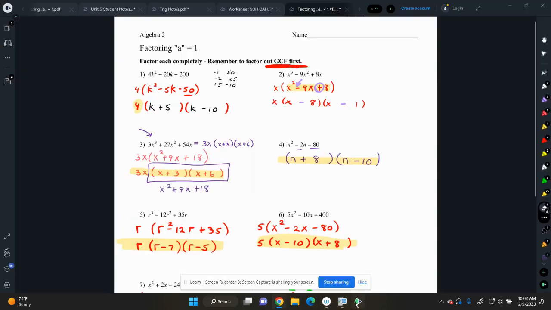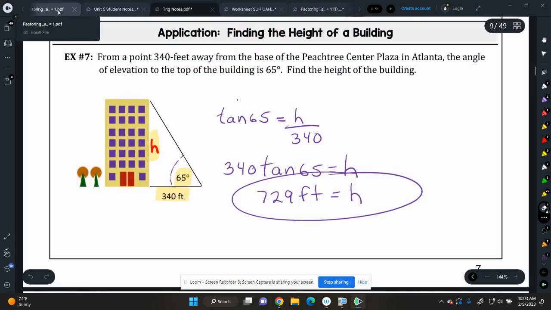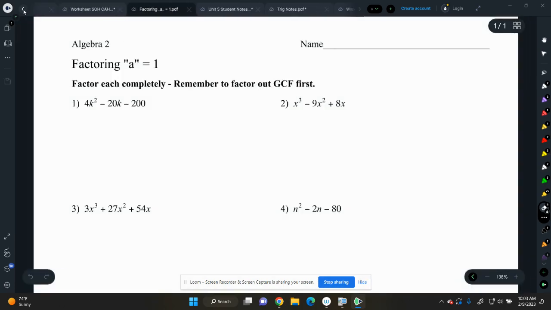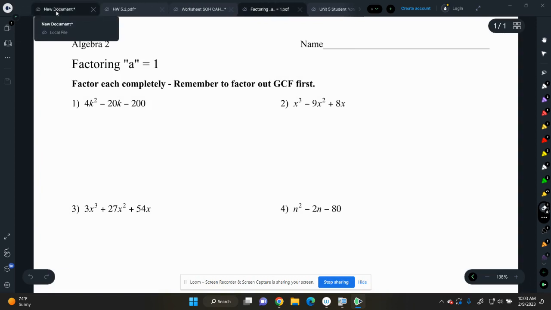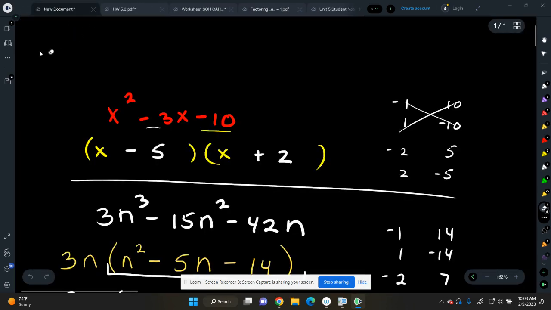If you remember, when we first started with the factoring, I told you it will get more and more difficult, right? So we're going to continue to just level it up a little bit. So far, we've learned how to factor out the greatest common factor.